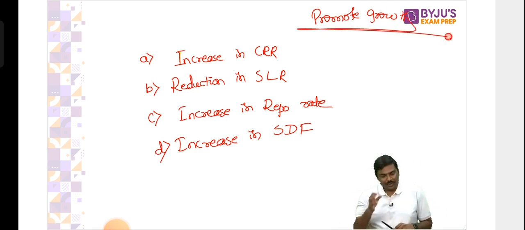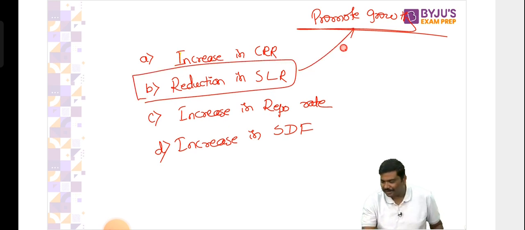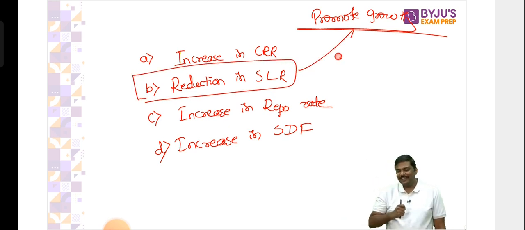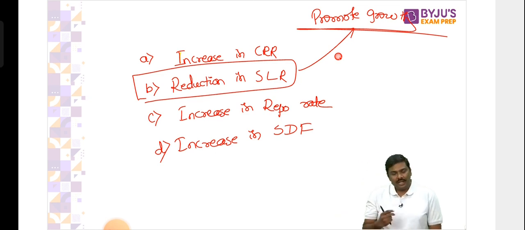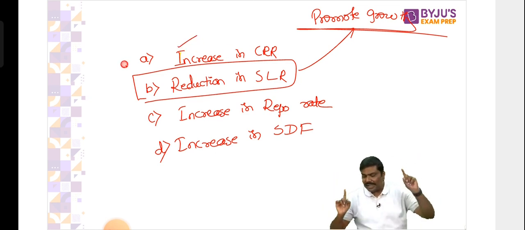What is the right answer, sir? The right answer is option B only. Please don't be confused. It is option B only. Let me explain. First one, point A is clear. Anybody has a problem in option A?